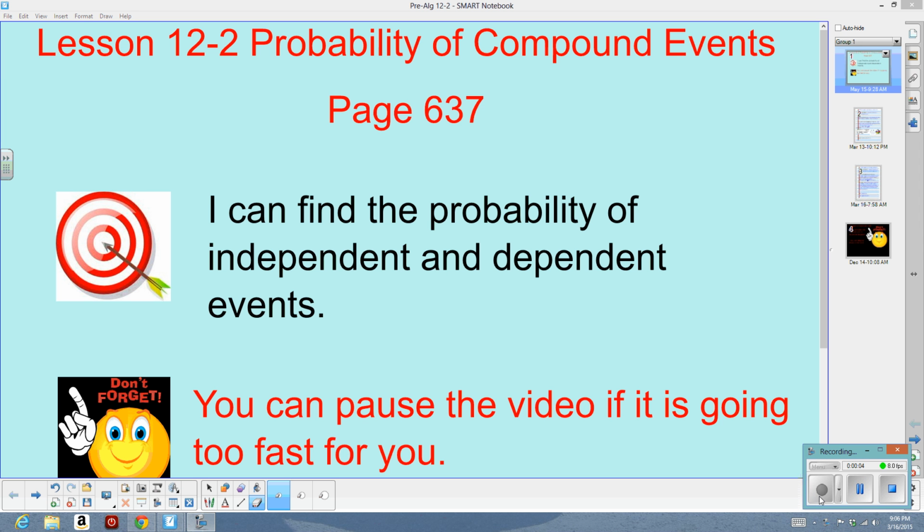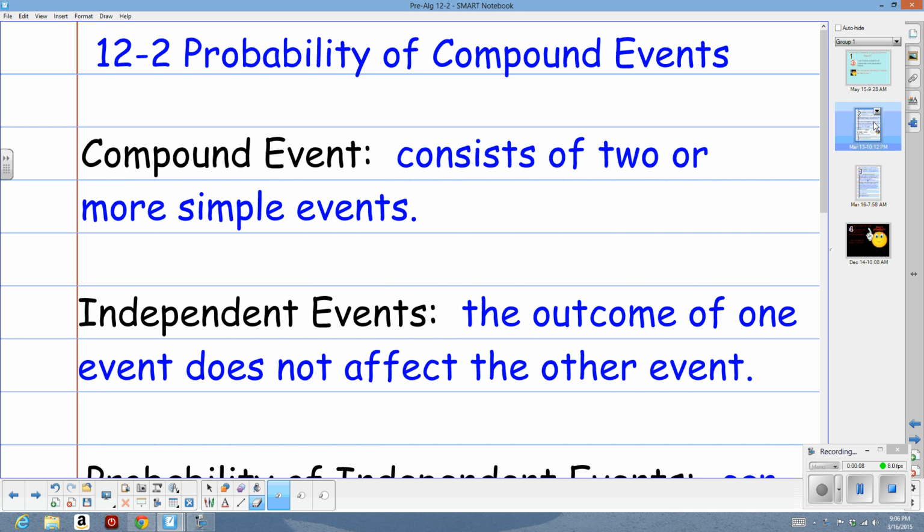In Lesson 12.2, you will find the probability of independent and dependent events. We're going to start out with some vocabulary. The first word is compound event. A compound event consists of two or more simple events.